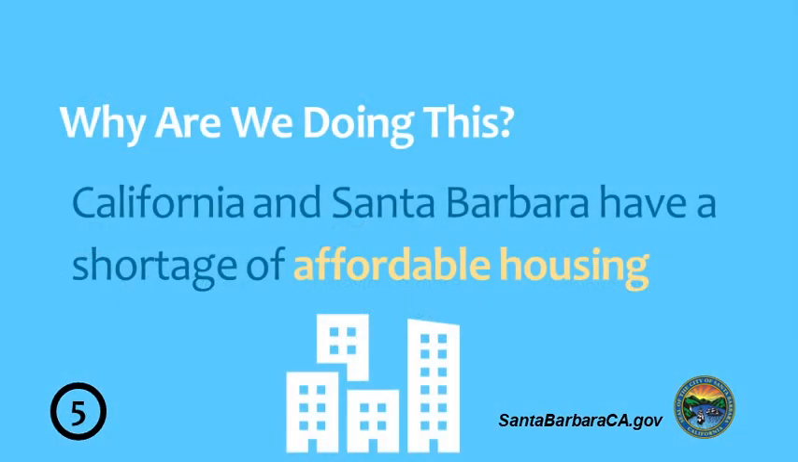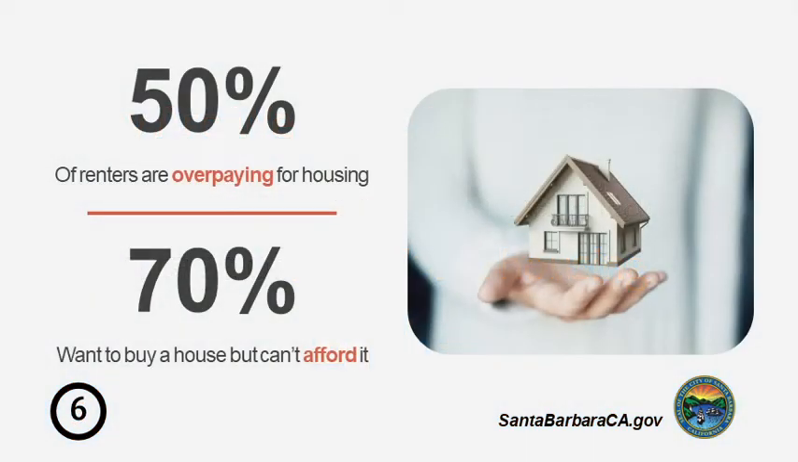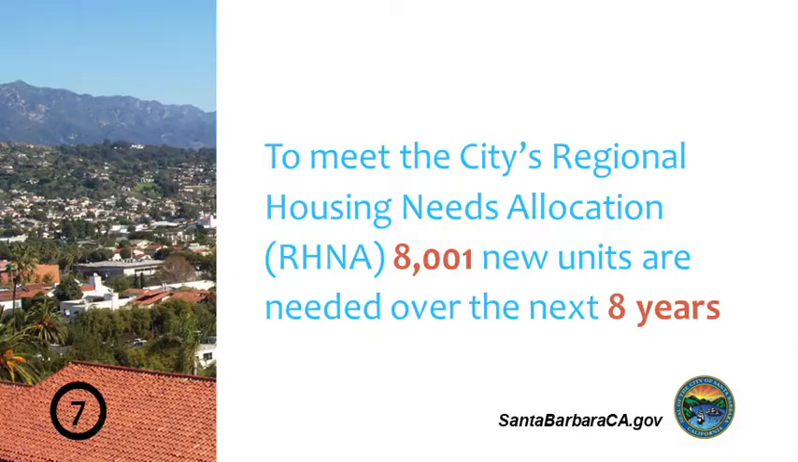Why are we doing this? The state of California and Santa Barbara have a critical shortage of affordable housing. In Santa Barbara, 50% of renters are overpaying for housing. 70% want to buy a house but can't afford it. To address the housing crisis, the city needs to provide for over 8,000 new units over the next 8 years.